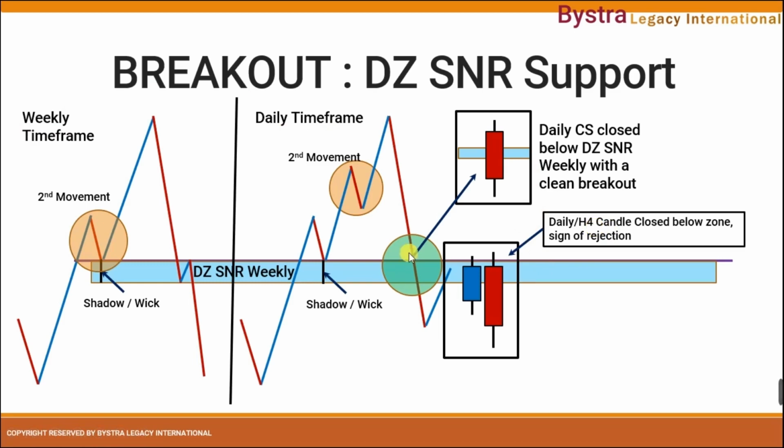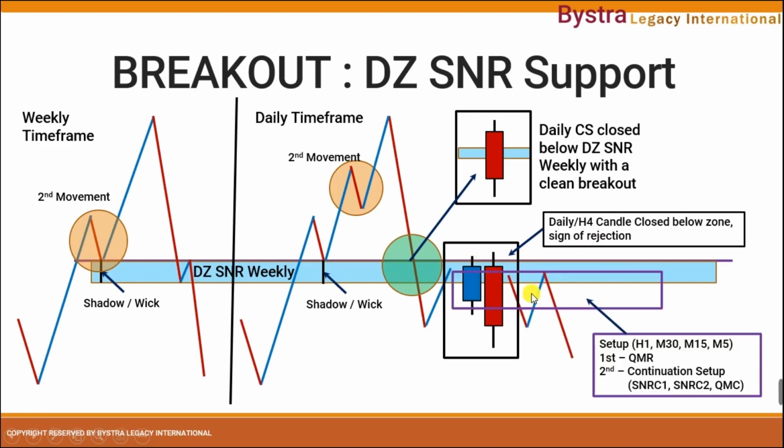Okay, why? Because this is the danger zone SNR weekly time frame. Weekly time frame, confirmation of rejection is daily or H4 time frame. Once there is a confirmation of rejection, then we should look for a setup in this area. So in this area, the setup would be at the time frame of H1 and below. So if this confirmation of rejection is at the daily time frame, therefore we can look for the setup at the H4 time frame and below.